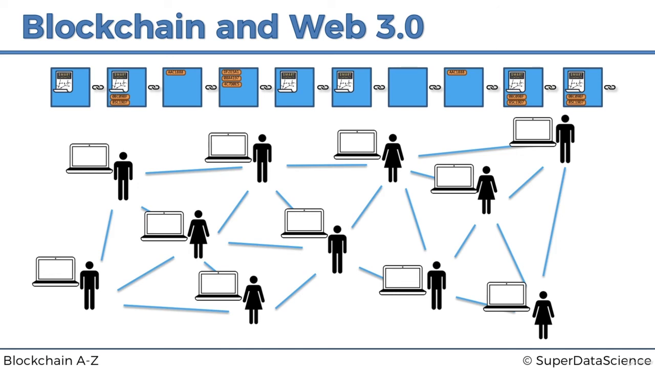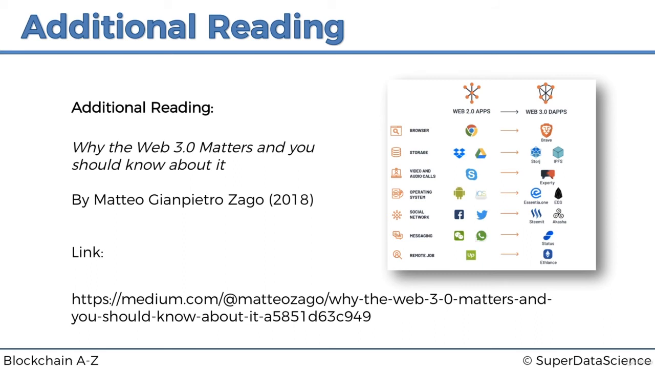We've already seen an example of this, the Steemit website, and there's more. In fact, I've got an interesting additional reading for you here, where the author Matteo talks about the theoretical concepts and implications around blockchain and Web 3.0. There's a screenshot there of the apps, how they might change, how the browser might change, storage and video calls, social networking, and so on. So you can see it here. Steemit is over here. That's Web 3.0 and how blockchain can play a role in that.